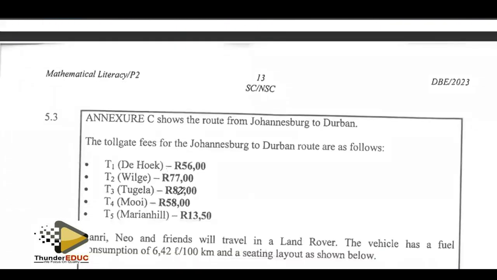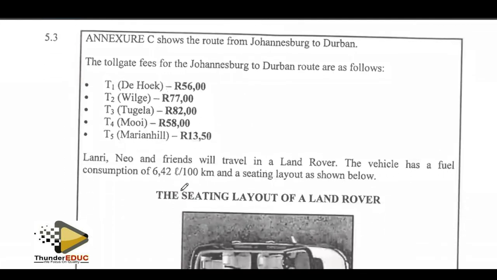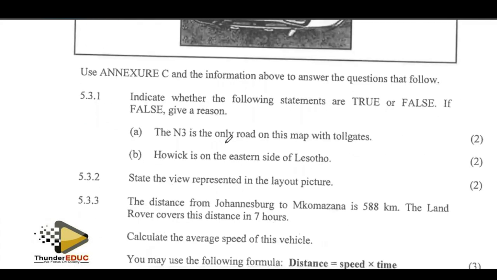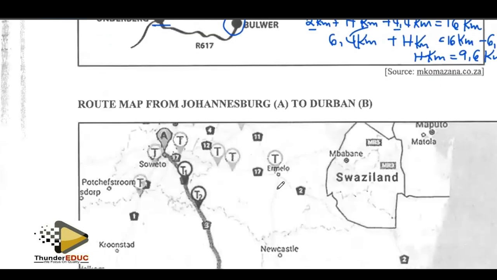All right, 5.3. And next, just see the road that shows the toll gates. Indicate whether the following statements are true or false. If false, give a reason. This is false. There are other toll gates on other roads. Let's look at the next, just see.